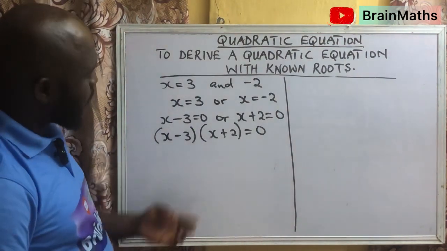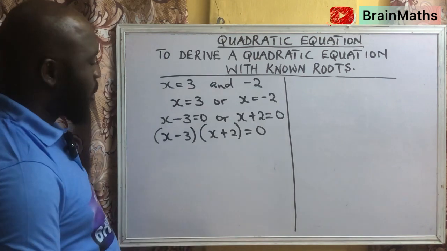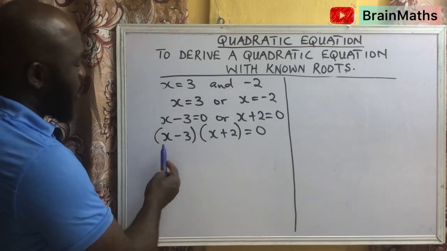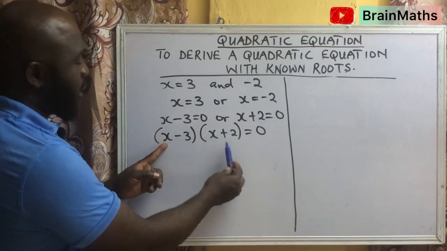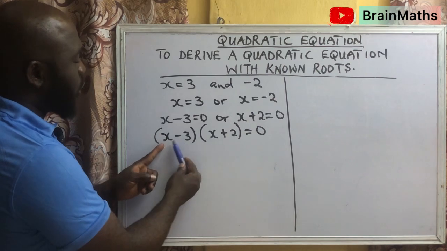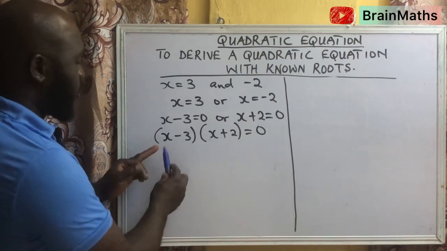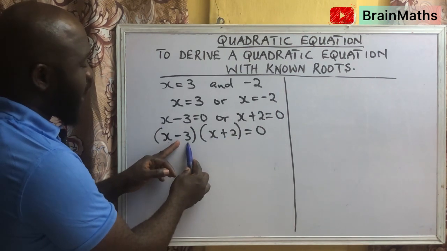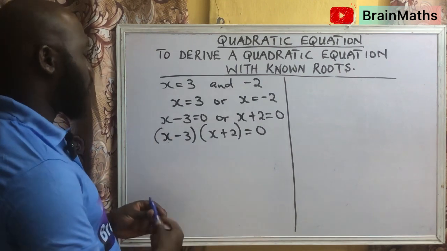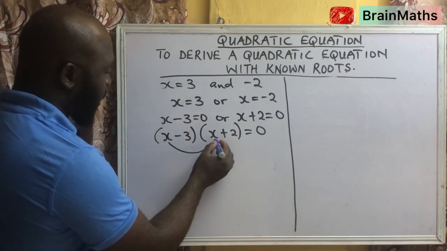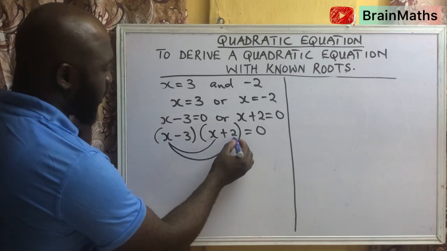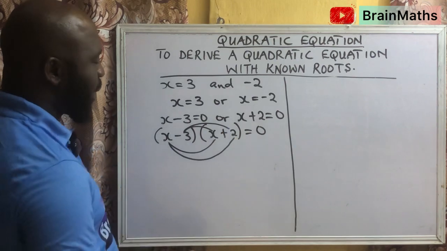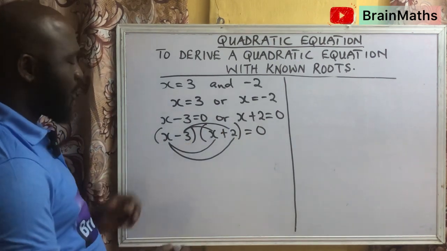Now, if you look at what we have here, we have two brackets and we need to open them. To open the bracket, you have to multiply everything in the second bracket with each of the terms in the first bracket. We are going to use x to multiply x plus 2, and as well we use minus 3 to multiply x plus 2. So we say first and first, first and last, then last and first, also last and last. Let's start with first and first.